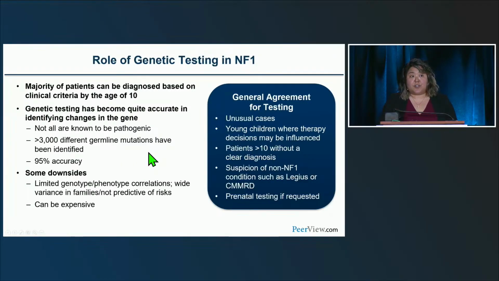Again, this is also for your reference, but I will say more and more that genetic testing is playing a role in NF1. The majority of patients can be clinically diagnosed by the age of 10, but there are some cases where people agree that molecular testing for NF1 could also be helpful. The testing is very accurate in looking at gene changes within the NF1 gene, and now we have some agreement, though no strict guidelines about when we will be doing testing, but it is becoming more and more common.